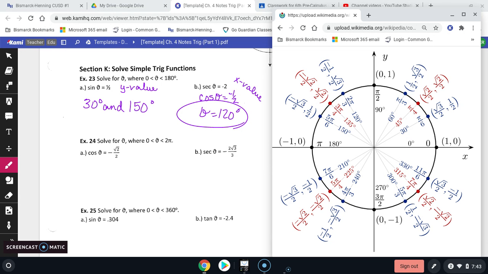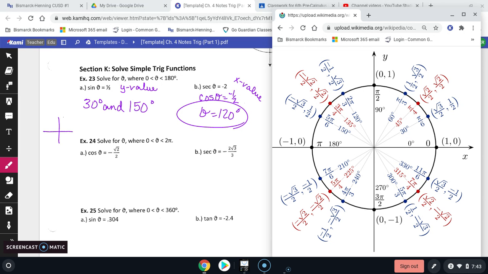Okay, example 24. Solve for theta where 0 is less than theta is less than 2 pi. So 0 to 2 pi, we're going to do one complete rotation, and we're giving our answers in radian form. So do the same thing. So cosine is negative root 2 over 2. So again, you're looking for the x coordinate for cosine being a negative root 2 over 2. And we've got all 4 quadrants to look in.